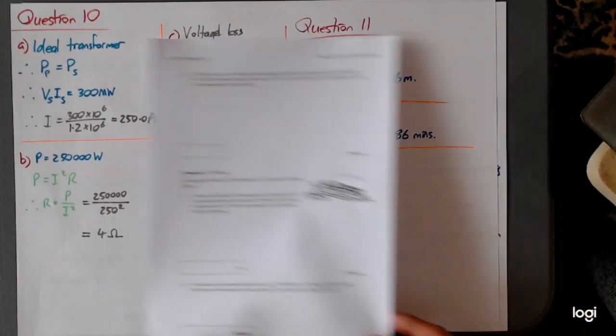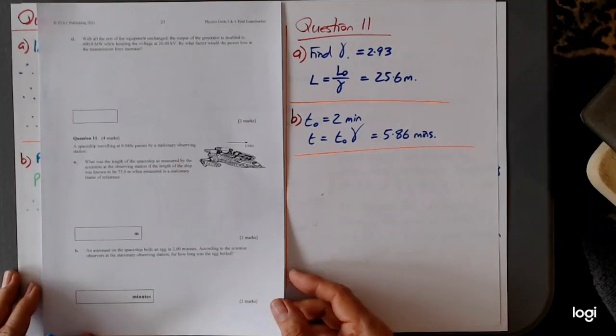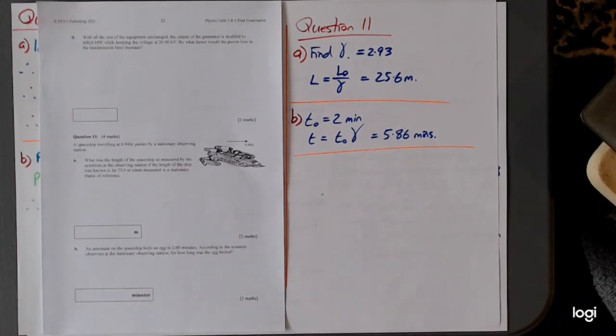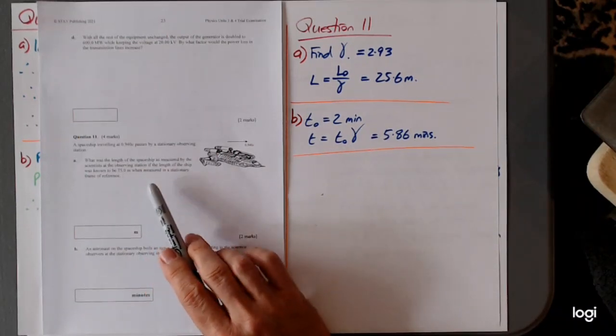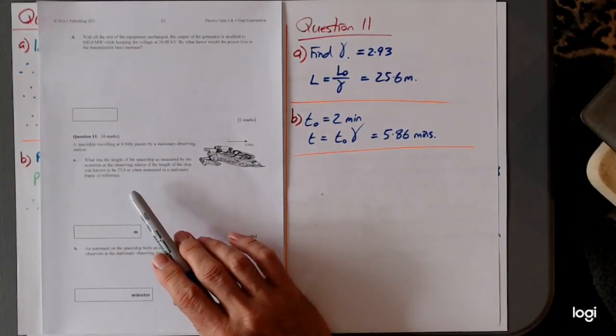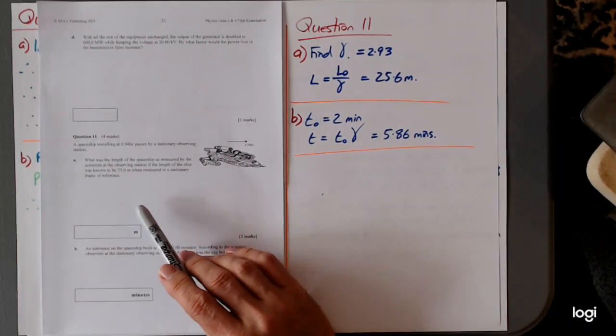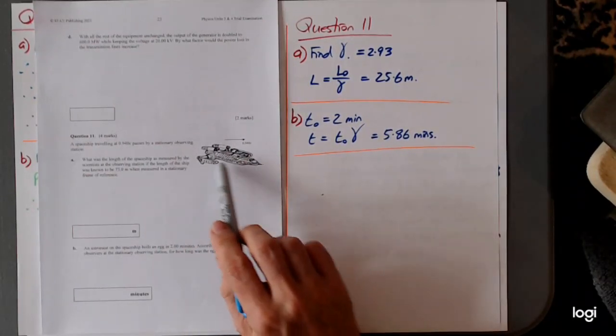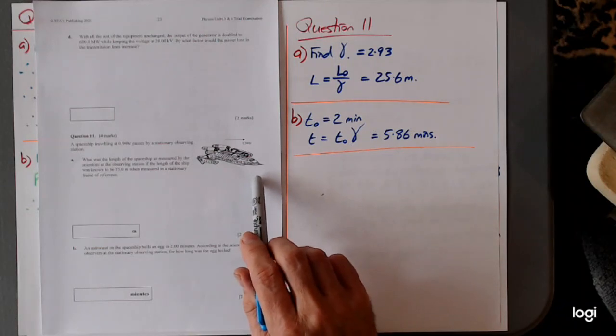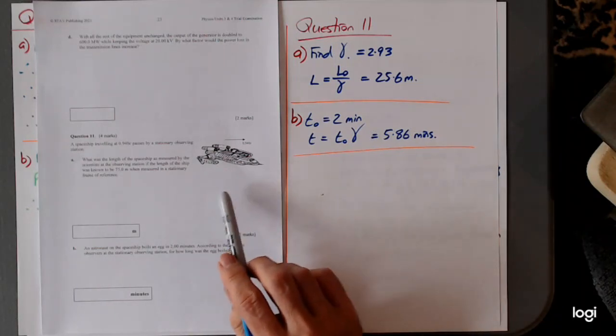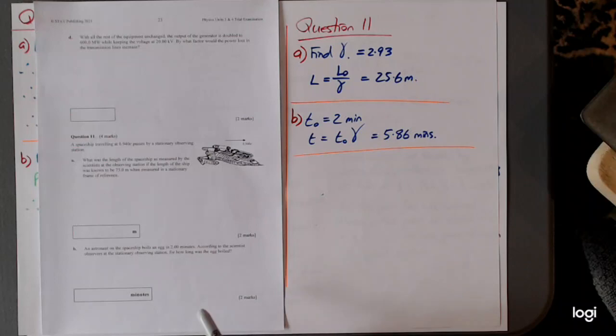Right, question 11. Something completely different. A spaceship is traveling at 0.94 c, passing by a stationary observing station. Part A, what was the length of the spaceship as measured by the scientists at the observing station? If the length of the ship was known to be 75 meters when measured in a stationary frame of reference, so people on board the ship would measure it to be 75 meters long, how long does it look to a stationary observer as it flashes past?